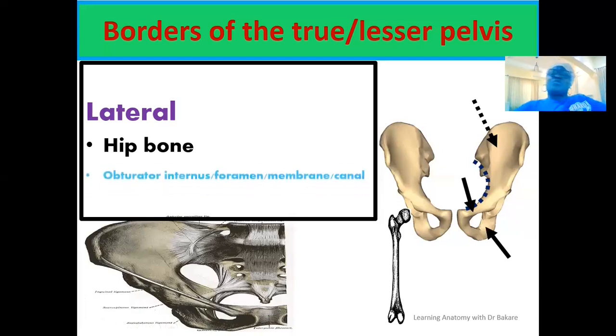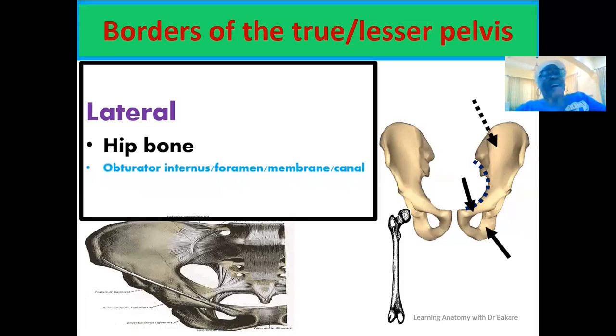Then the next structural components that we have around the lateral border of the true pelvis are the obturator internus muscle, the obturator foramen, the obturator membrane and also the obturator canal. So let's dive into this to see how these structures are related and also how they are formed around the lateral border of the true pelvis.